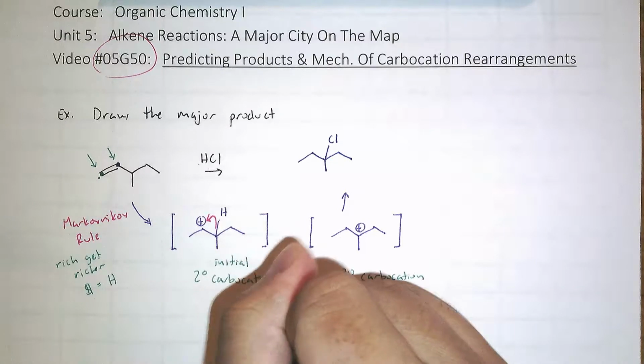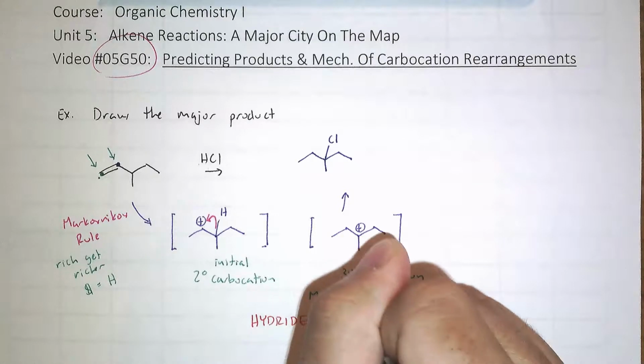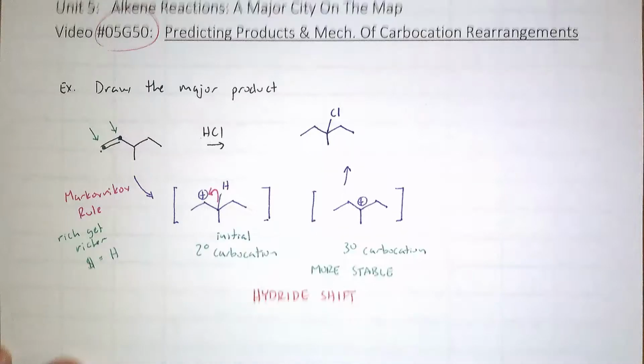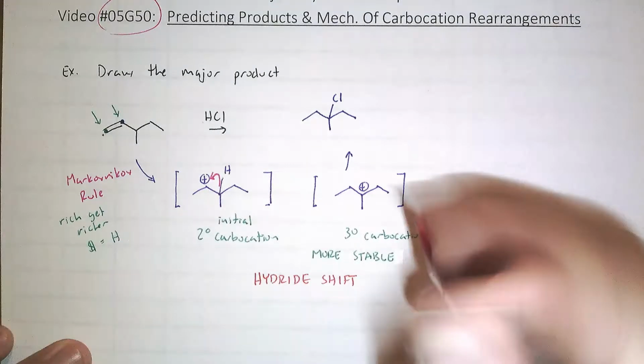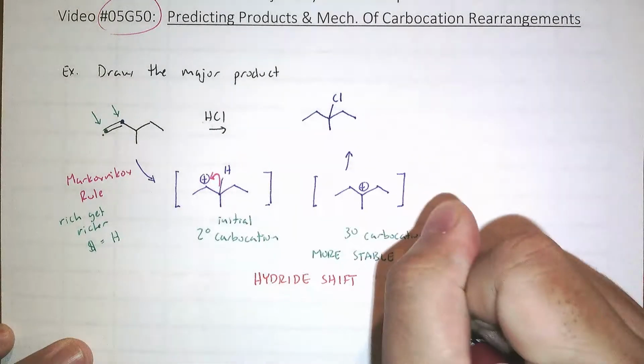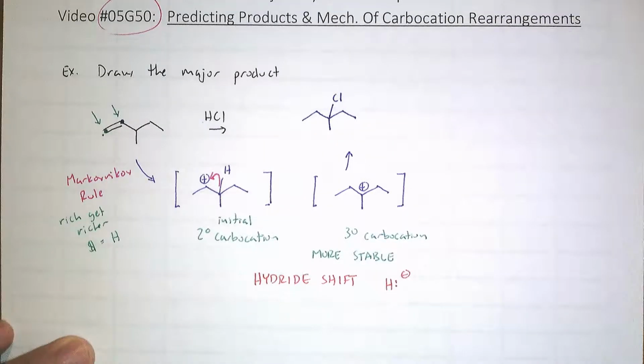Hydride shift. You're shifting a hydrogen, but they call it a hydride because you're shifting the electrons as well, and you're shifting 2 electrons. So what's a hydrogen with 2 electrons? It's negatively charged. That's called a hydride.